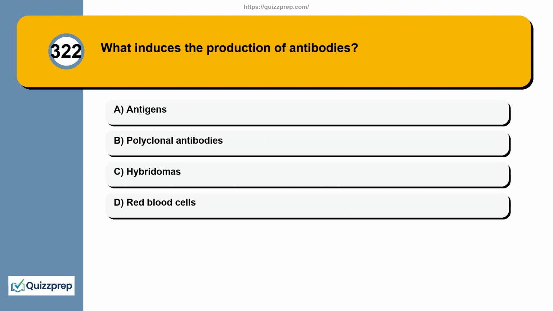Question 322. What induces the production of antibodies? Option A, antigens. Option B, polyclonal antibodies. Option C, hybridomas. Option D, red blood cells.